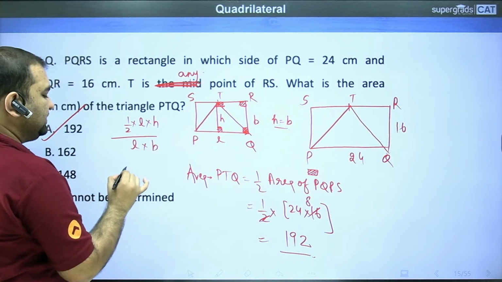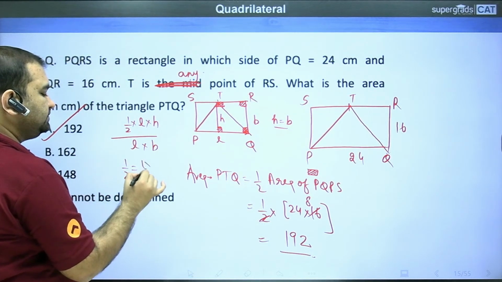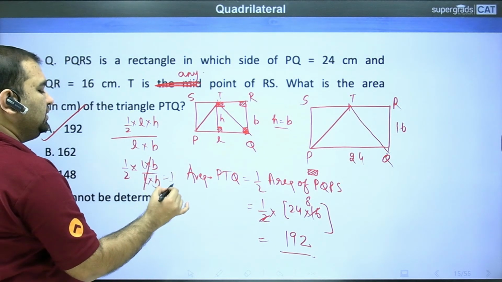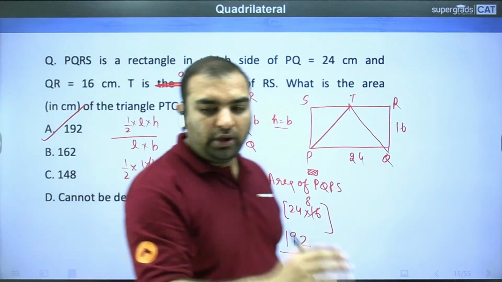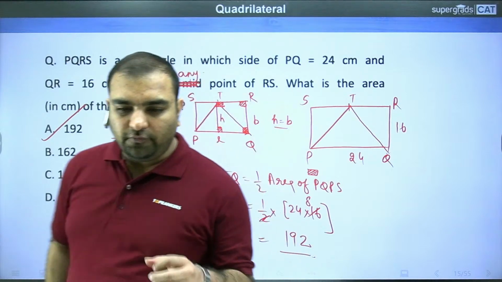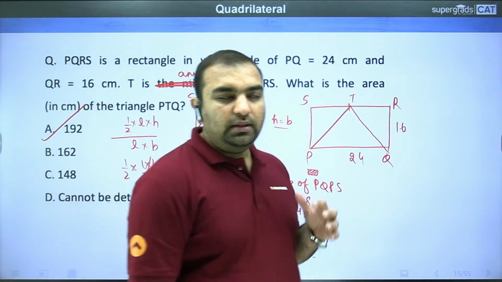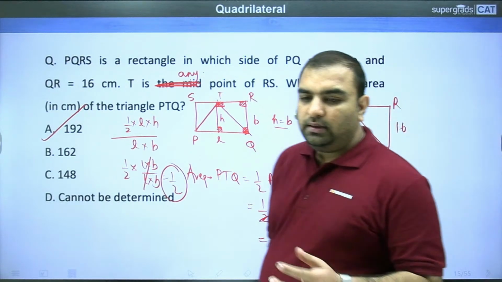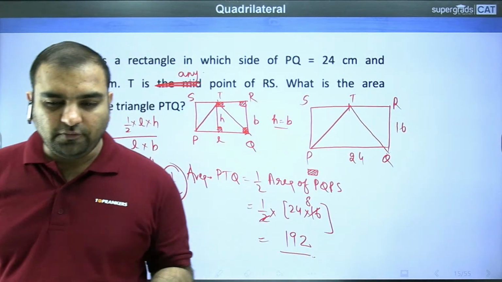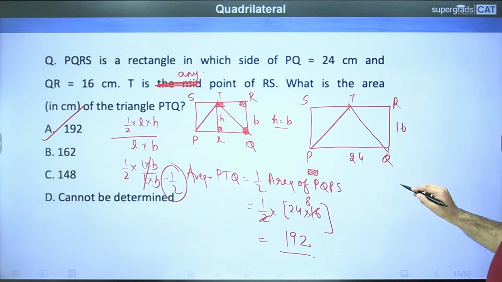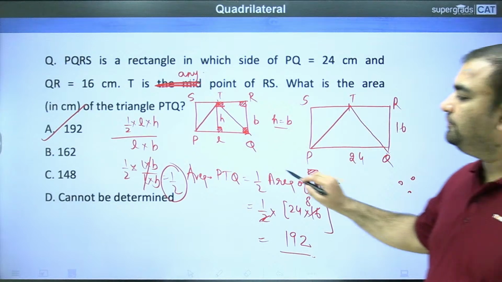H can be written as B, so the area of the triangle is half of the area of the rectangle. T may be any point on the opposite side, still the area of the triangle is going to be half the area of the rectangle. Please note it down.